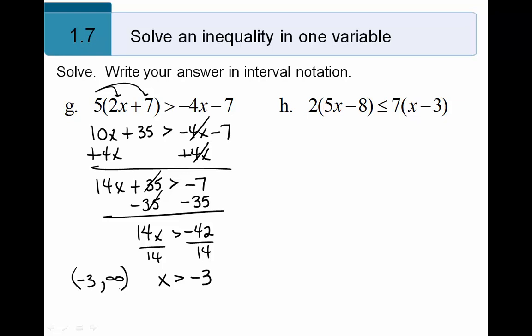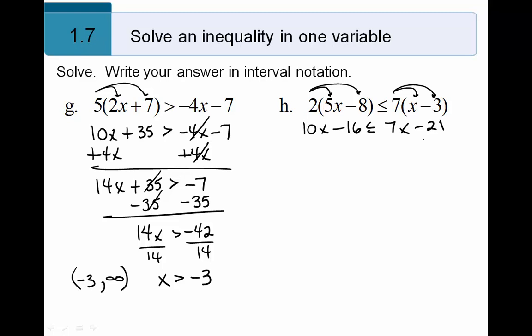Looking at example H, I can see the need for step 1 once again because we have grouping symbols on both sides. So let's distribute. A positive 2 on the left-hand side of the inequality, a positive 7 on the right-hand side of the inequality. Positive 2 times 5x is positive 10x. Positive 2 times negative 8 is negative 16. On the opposite side of the inequality, positive 7 times x is positive 7x, and positive 7 times negative 3 is negative 21. Grouping symbols are gone. There are no like terms to combine. Step 1 at this point is complete.